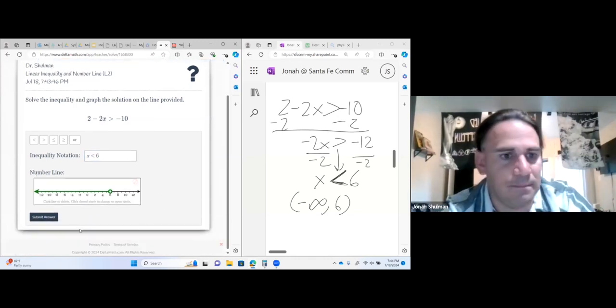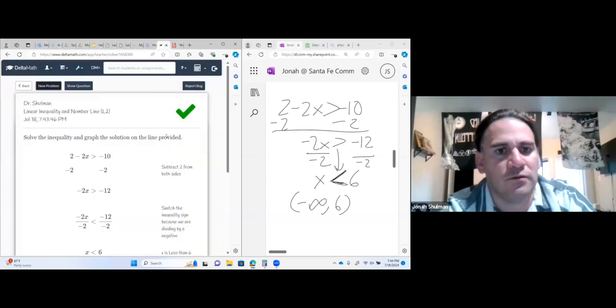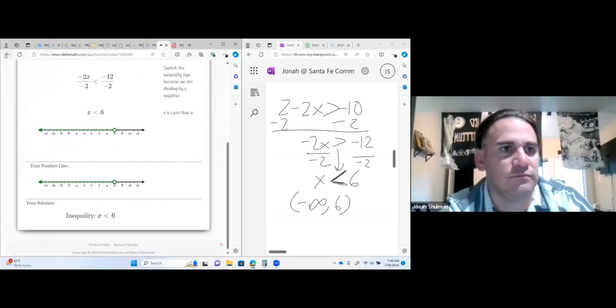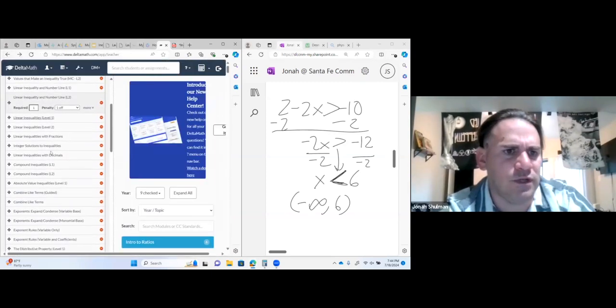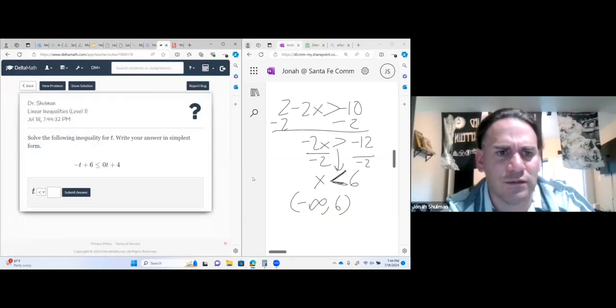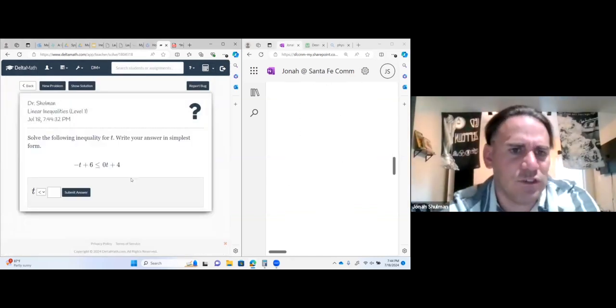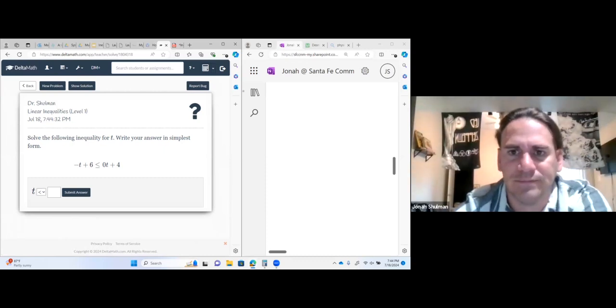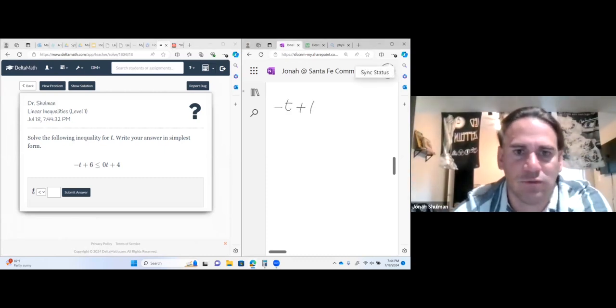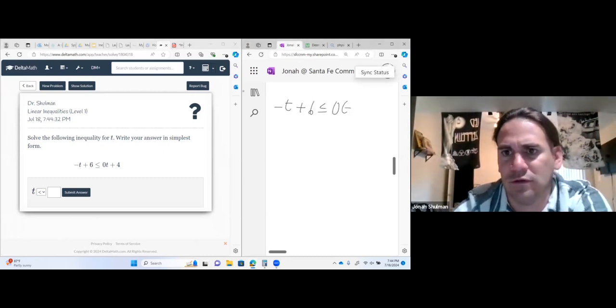And open it up. Ta-da! All right, so now we do some linear inequalities, level 1. Let's see what we have. Cool. Let's solve some of them. Here that we just solve. It's nothing too crazy. I'm assuming the next one's going to be nice and tough.